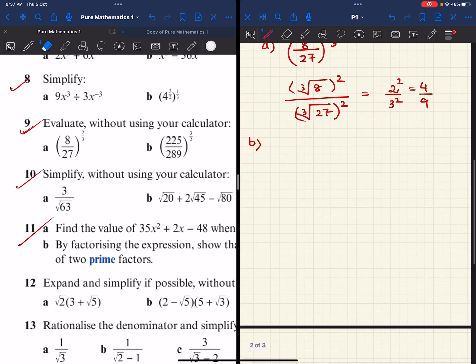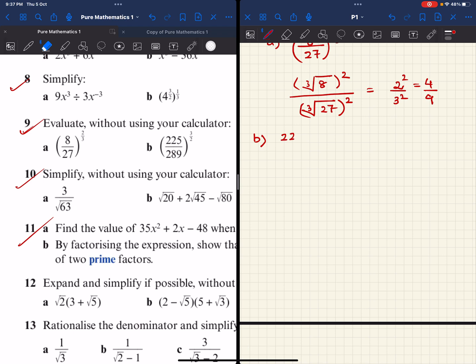Moving on to B, we have 225 divided by 289 to the power of 3 by 2. So now again, the denominator is the root and the numerator is the power. So we have to take square root of each number which is in the numerator and denominator. So square root of 225 and then we cube that answer.